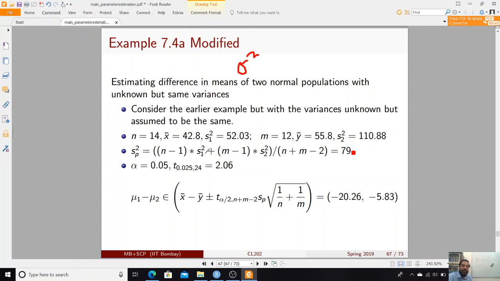So you can see it is a weighted average of the sample variance of cables in population A and the sample variance of cables in population B, weighted with the number of samples that you had. Okay. So again, you now know how to use this. You can calculate this particular distribution and you will find that it has 24 degrees of freedom, because it is n plus m minus 2, so 12 plus 14 minus 2 is 24, and that number turns out to be minus 20.26 and minus 5.83.